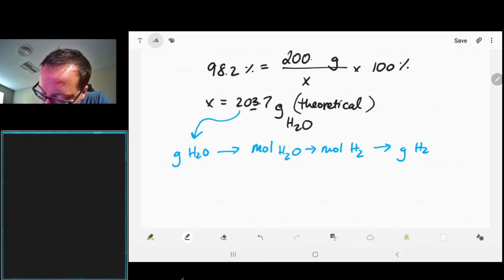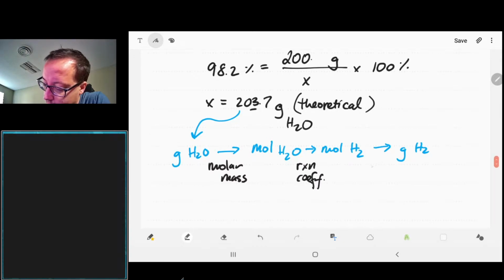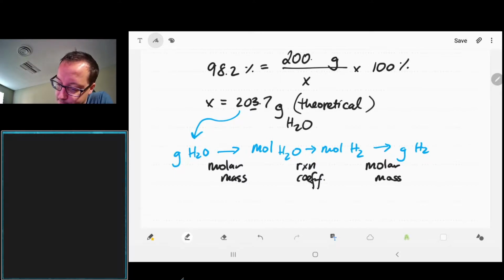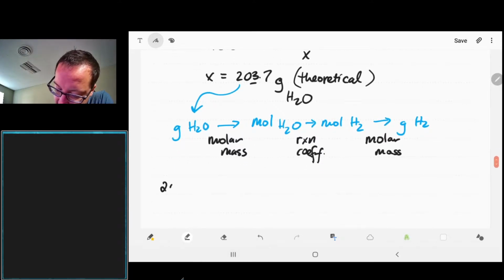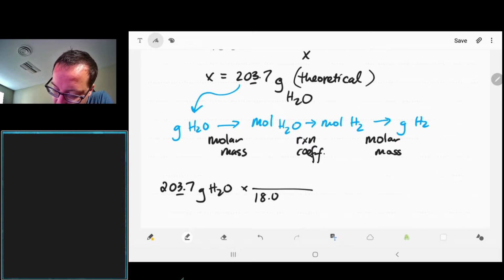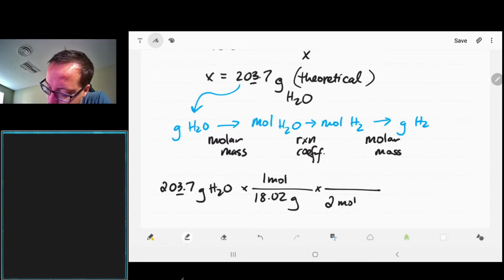All right, so grams to moles, that's something we're going to use molar mass for. Of course, we have our reaction coefficients. And we have another moles to grams, so that's molar mass again. So we can go ahead and take this water here. Water's molar mass is 18.02 grams. We have our reaction coefficients.